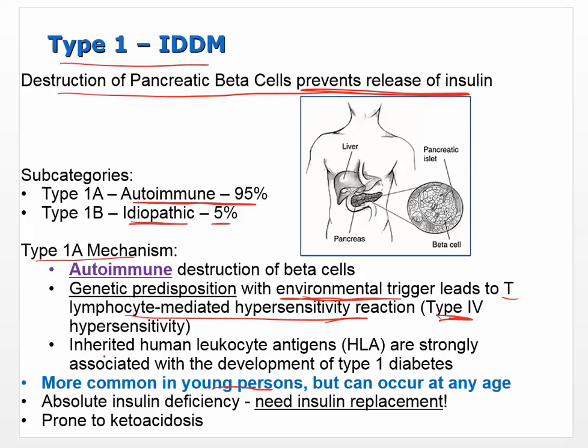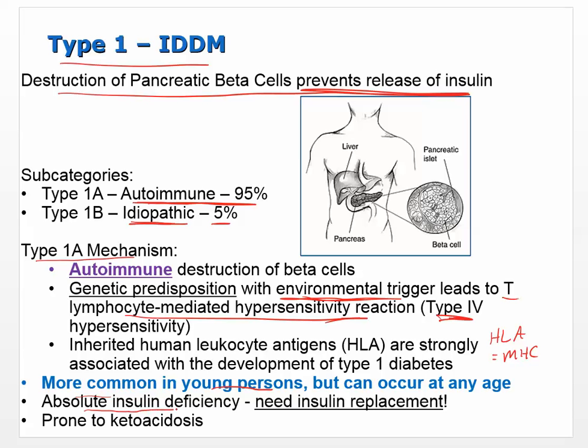The MHC, so remember HLA, which means human leukocyte antigen, is the same thing as the MHC we've been talking about. So this is strongly associated with the development of type 1 diabetes. So if you have an HLA that is similar to your parents, then that's what we generally see in people who inherit it from their parents. We see a similarity in this HLA or MHC. Like I said, more common in young persons, but can occur at any age.